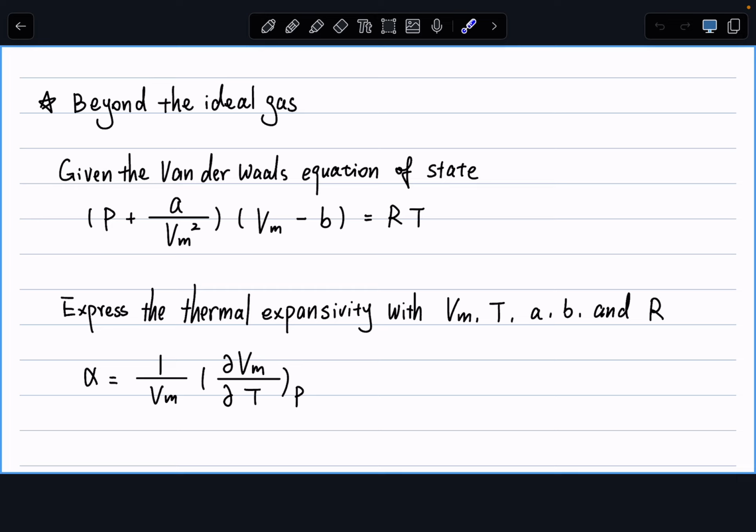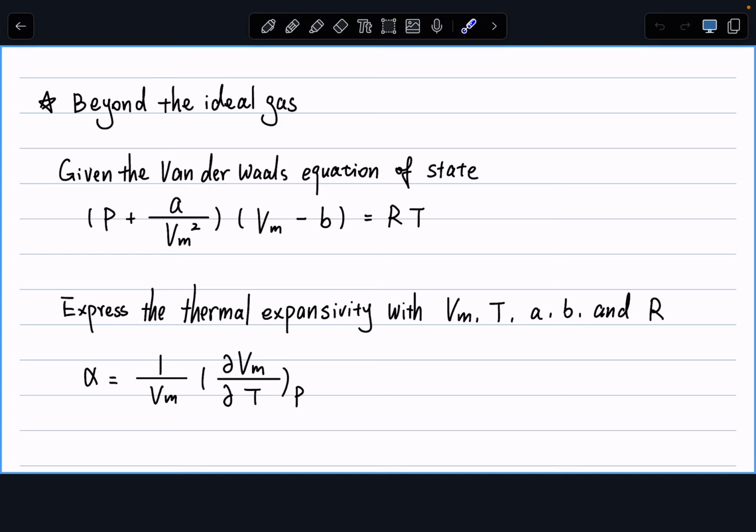So this one has two different ways to solve it, as we said. One, we can use the cyclic chain rule. Two, you can take the derivative on both sides with respect to temperature. And why is that the case? Now, when we're setting up this kind of calculation, you observe what we're looking for. In this case, we're looking for alpha, the thermal expansivity. We're looking at a partial derivative of molar volume with respect to temperature while keeping pressure constant.